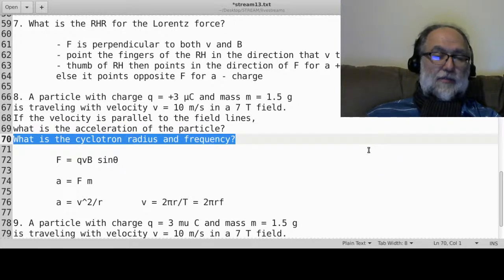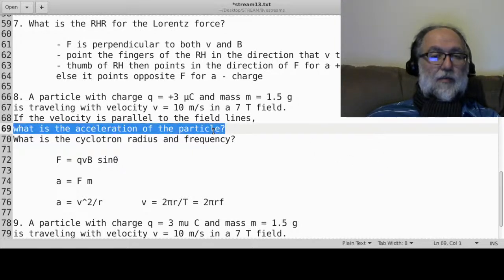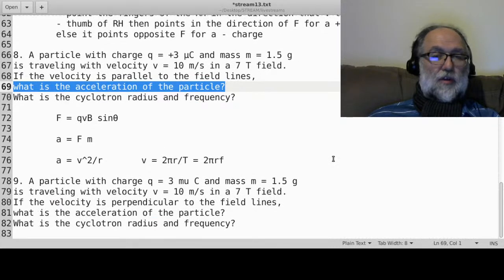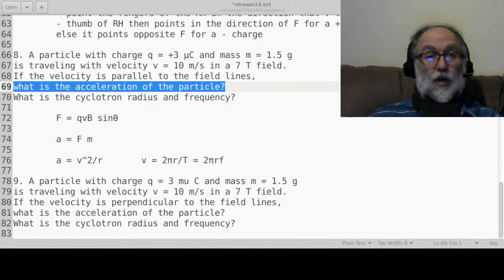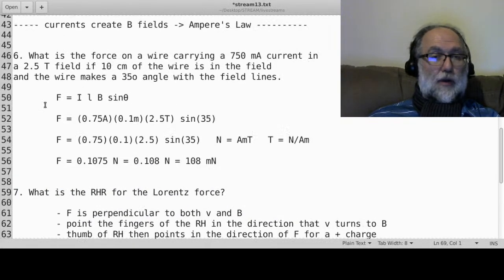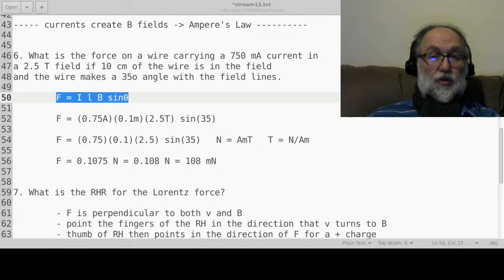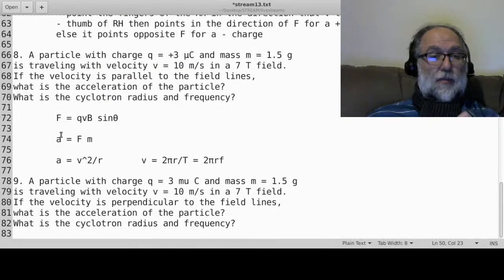What is the cyclotron radius and frequency? Okay, let's start off with this. What is the acceleration of the particle? One way you can write the Lorentz force for a wire was this formula here. But during the lecture, I showed that that formula is actually equivalent to this formula.